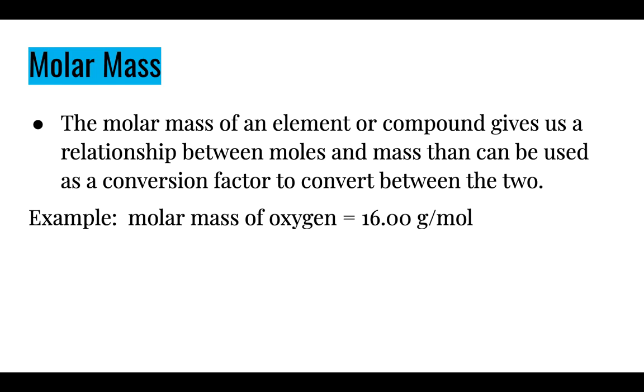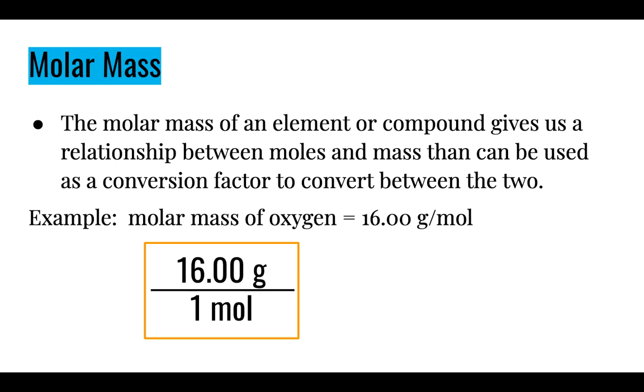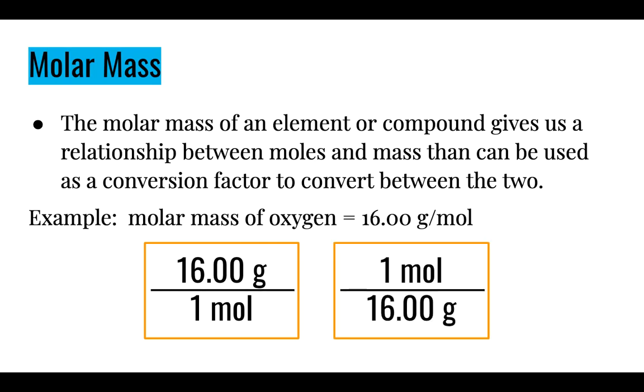As an example, the molar mass of oxygen atoms is 16.00 grams per mole. So we can use that as a conversion factor. If we're trying to find the mass and we have the moles, we'd put the mass on top. Or if we have the mass and we're trying to find the moles, we would put the mass on the bottom and the moles on top. And we can do this because 16.00 grams is the mass of 1 mole. So they're equivalent. 1 mole of oxygen is the same as 16.00 grams of oxygen.